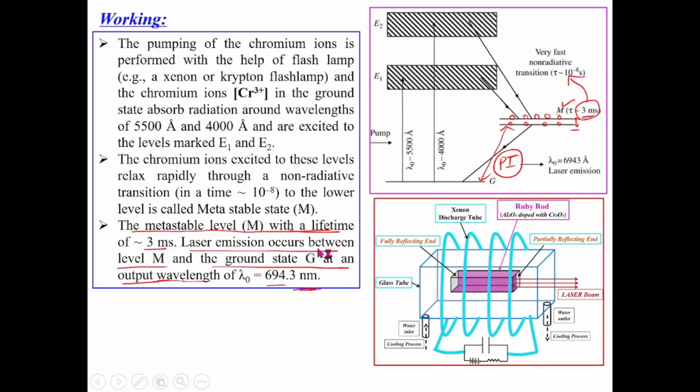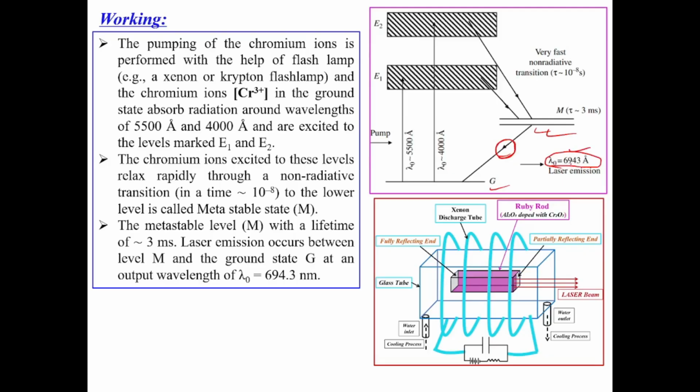So here, between M and G, a population inversion will be created and laser action will take place between M and G. Due to this transition, whatever light comes out, that wavelength will be 694.3 nanometer or 6943 angstrom, and this will be the laser oscillation or laser emission by this instrument. So this is the working principle of the Ruby laser.